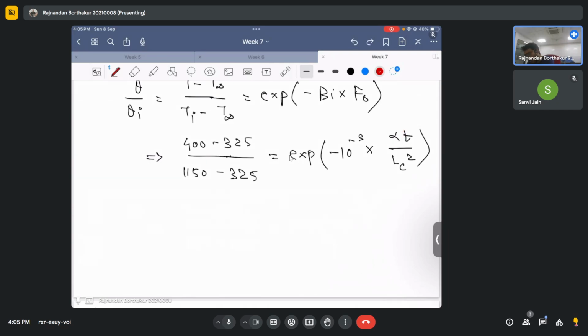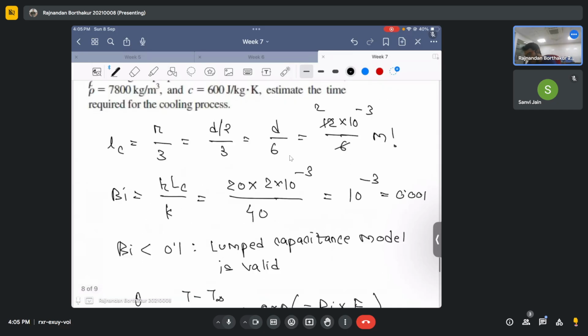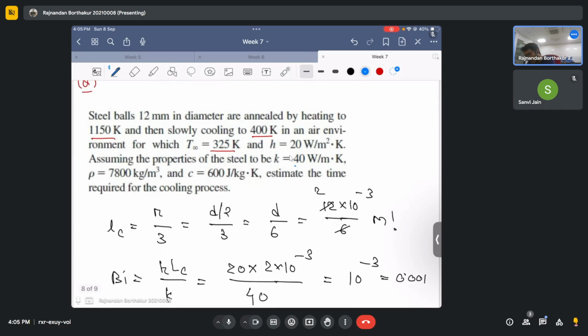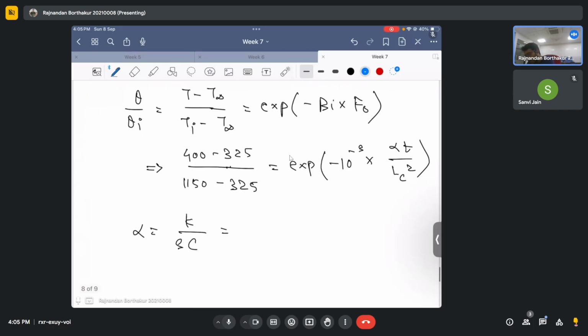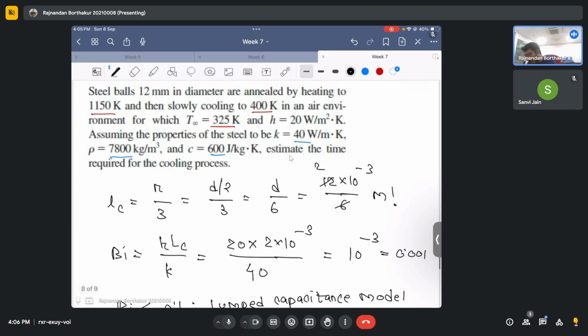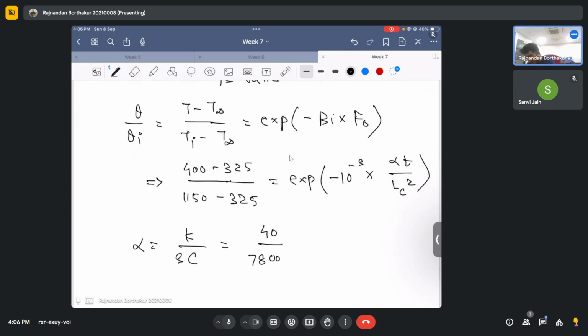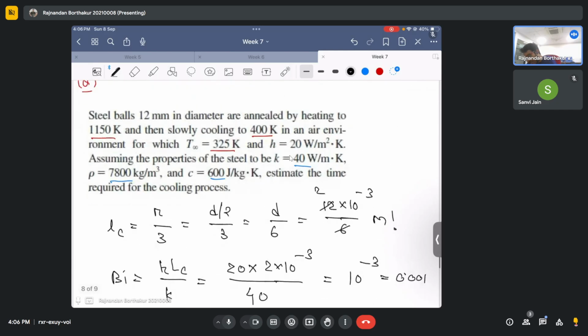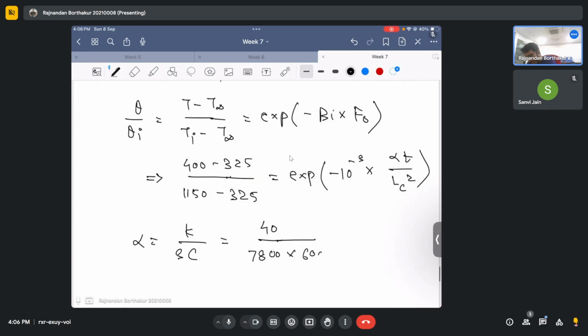For that, first you need to calculate alpha. Alpha is nothing but k by rho c, and all those things are known. Your k is 40, rho is 7,800, and c is 600. So this is 40 divided by the density 7,800 times the specific heat, 600 joule per kg Kelvin. Make sure that all the units are in SI, and then you can calculate alpha. You can do this at your end.